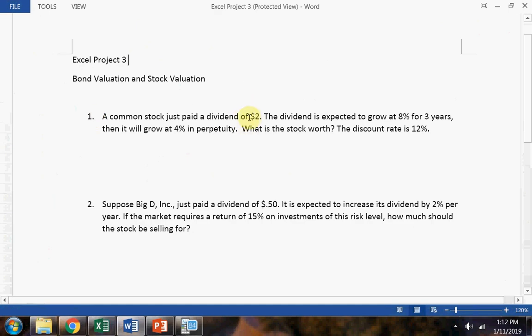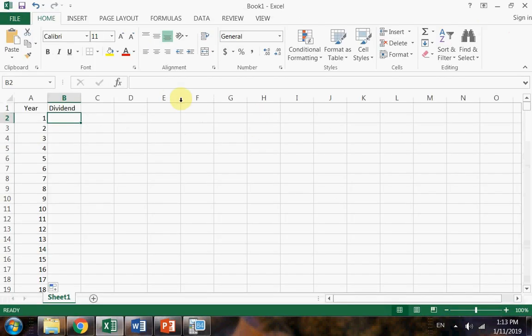So the dividend at time 0 is $2. You see the tense is past tense. So just paid basically means that today the dividend was $2, and you do not have that. That dividend is already delivered to other people. But you can use that as a reference to get the future dividends.